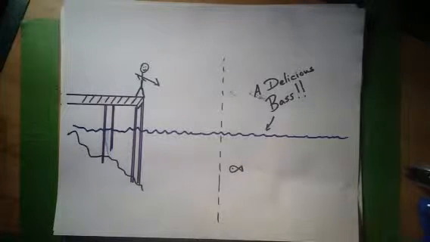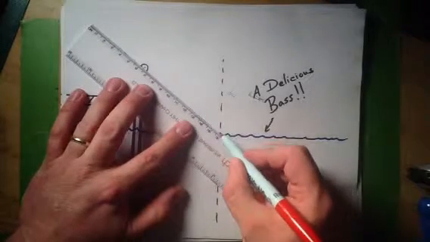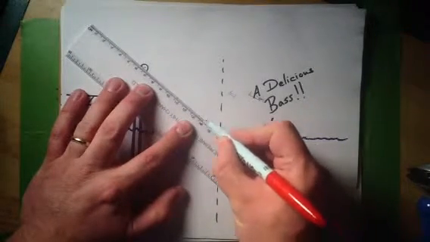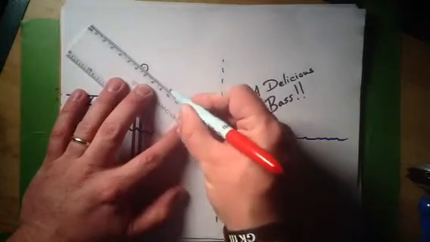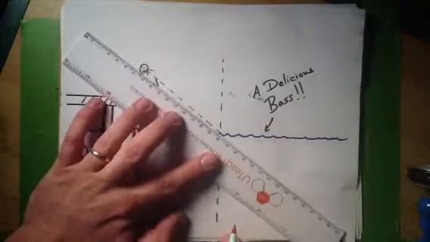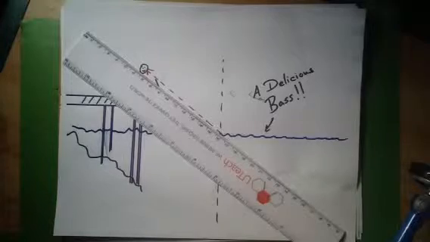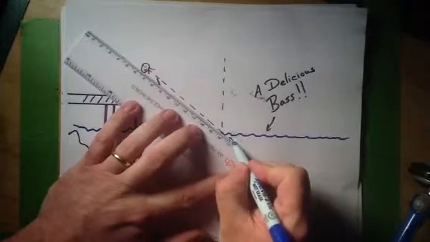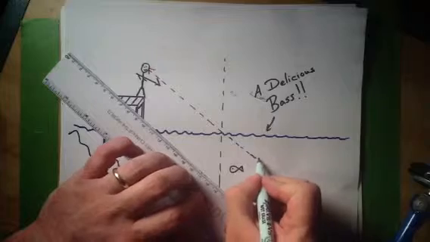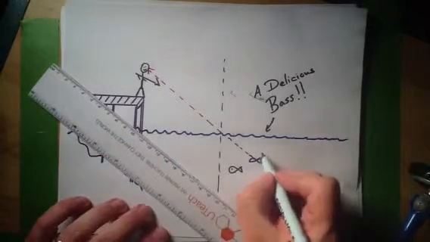See, what we have to remember is our brains expect light to travel in a straight line. So Duncan's looking about right here, and he's having light come from that fish like this up here to his eyes. So he's expecting to see this fish right about here. He's expecting this fish up here. That's what he thinks is happening. This is where his brain perceives it.